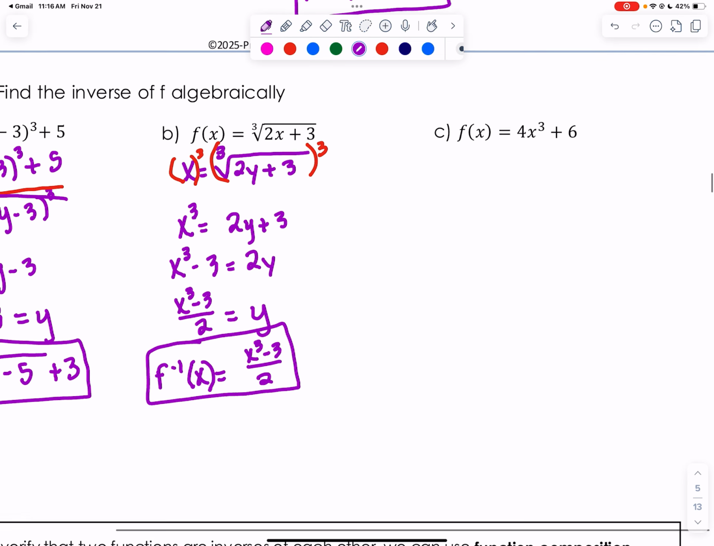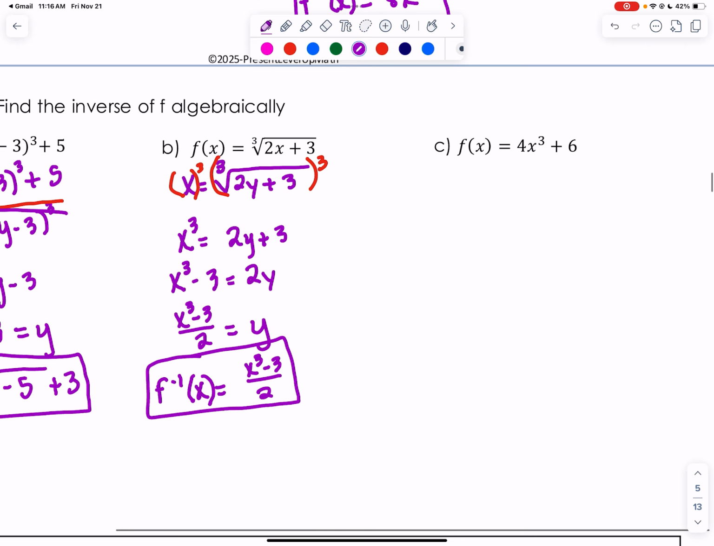All right, problem C. We have f of x equals 4x cubed plus 6. All right, let's start by switching the x and y. So x equals 4y cubed plus 6. All right, pause the video and try the rest on your own. All right, let's see how you did.